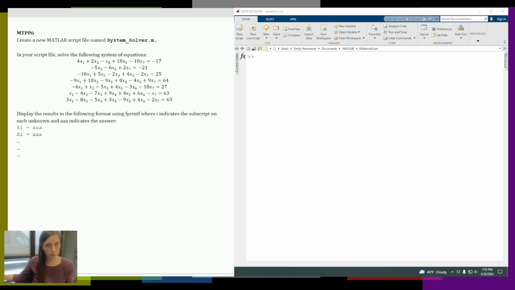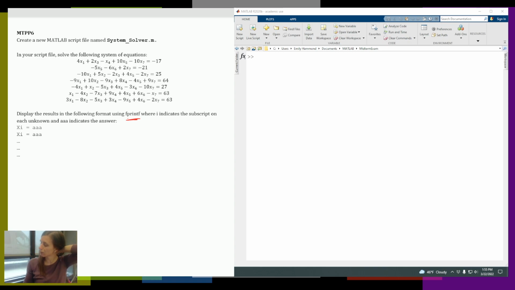Last problem. Problem number 6. Create a new MATLAB script file named systemsolver.m. In your script file, solve the following system of equations. Okay, so this is a huge system of equations. You need a piece of paper. And then it says display the results using fprintf. So here it says use fprintf. In fact, you can't really do this one with display, at least very well.